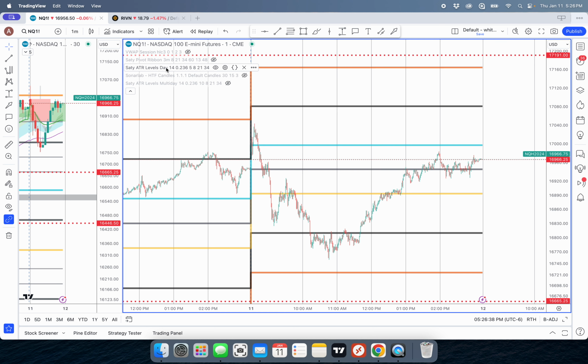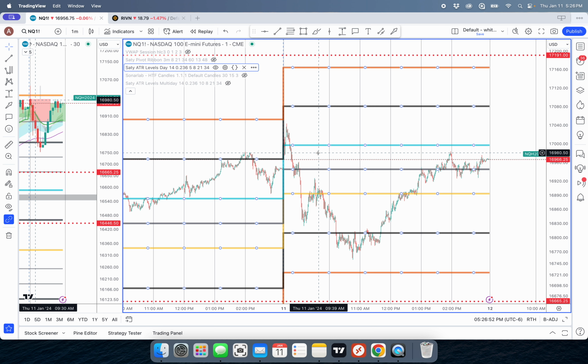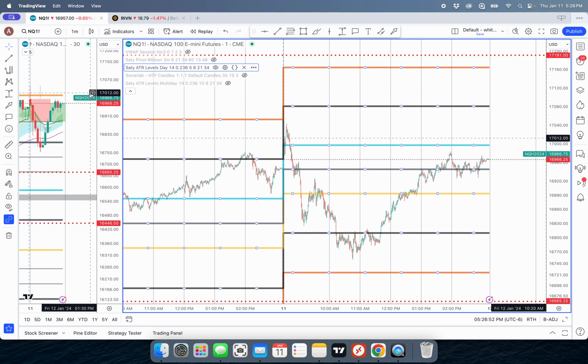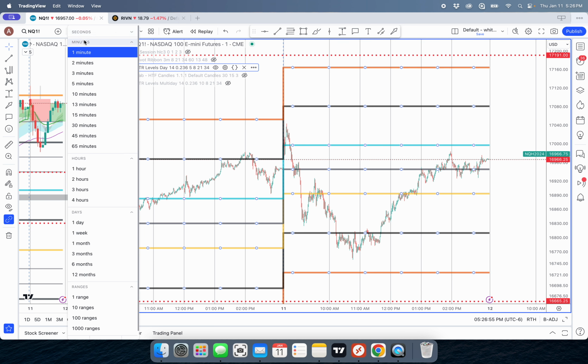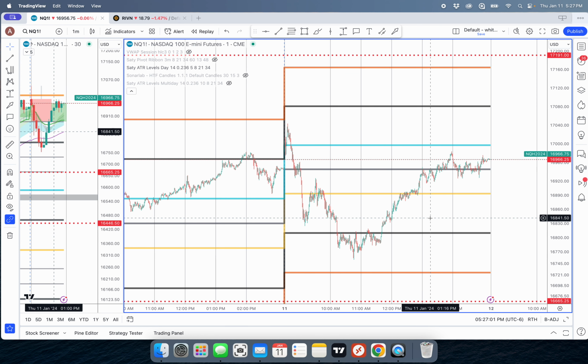So if you load the SATI ATR levels and you click on the sprocket, you have multiple different options. You have the day. So day is great when you're using any kind of day time frame. So right now these are the day. So these levels are only for today, and it's great to use it on the 1, 2, 3, 5, 10. Really 30 minutes is max time frame for candles, right?